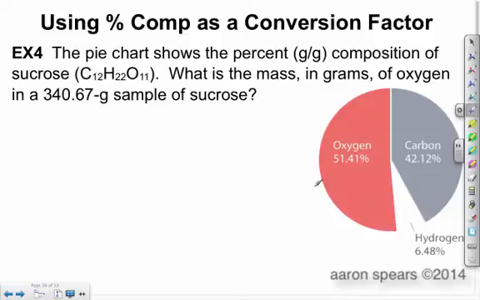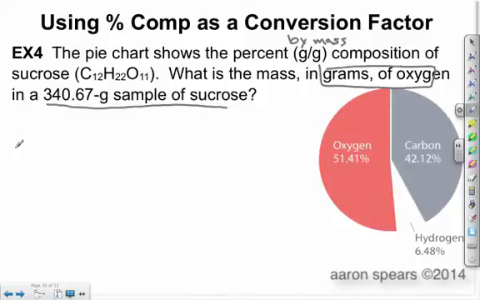In our first example, we read, the pie chart shows the percent composition of sucrose. What is the mass in grams of oxygen in a 340.67 gram sample of sucrose? I want to remind the student that if you see gram per gram in parentheses, that tells you that this percent is by mass. First thing we want to do is identify what information we're given and what information we want to find. We are given a 340.67 gram sample of sucrose, and we're asked to find in grams the mass of oxygen.